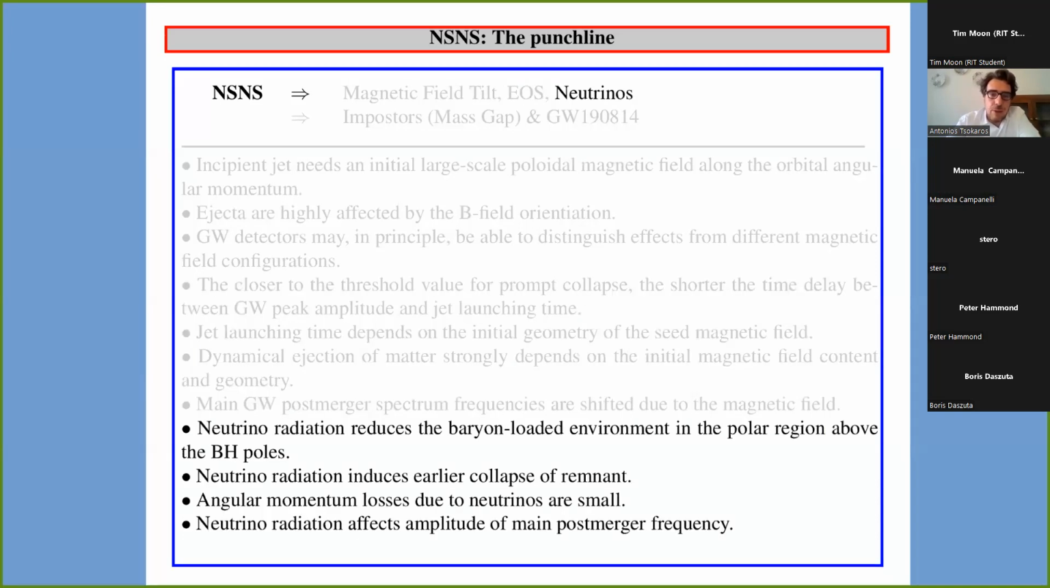With respect to neutrinos, we have found something that is well known, that neutrino radiation reduces the baryon-loaded environment above and below the black hole that forms after the collapse of the hypermassive neutron star. Also, the neutrino radiation induces an earlier collapse of the remnant. Third, the angular momentum losses are in general small, much smaller than the main angular momentum losses due to gravitational waves. And fourth, neutrino radiation again affects the amplitude of the main post-merger frequency.